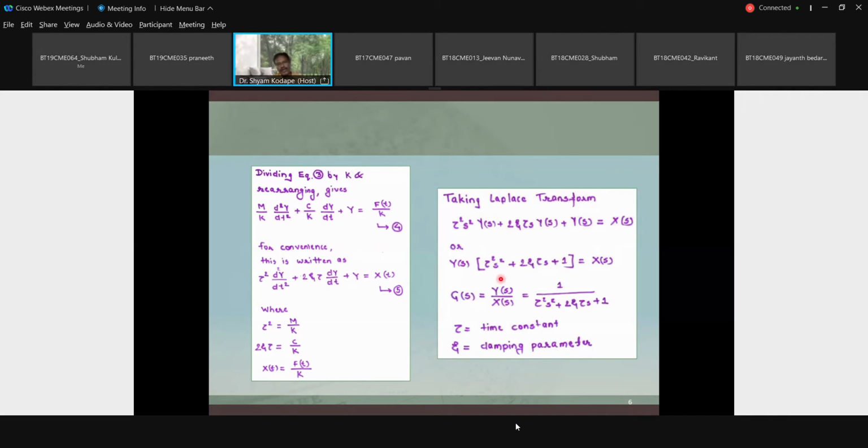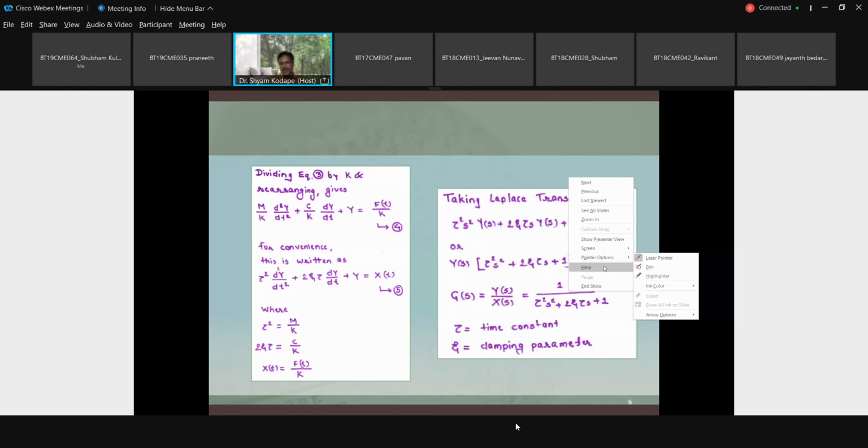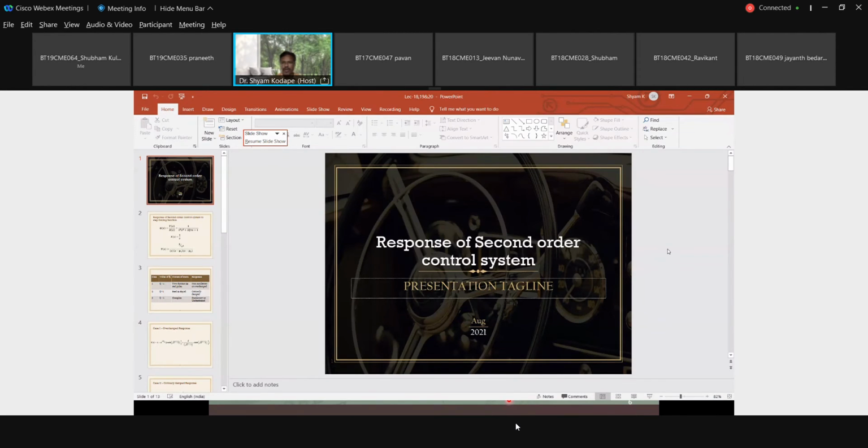So how will y(t) behave if there is a change in X imposed on the system? We call it the response of a second order system. So we will start the new topic, response of second order control system.